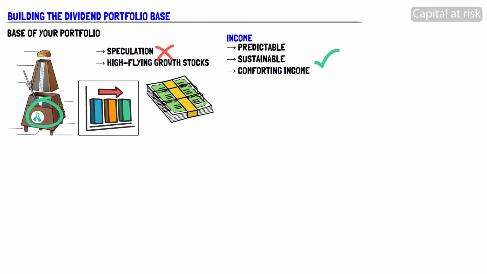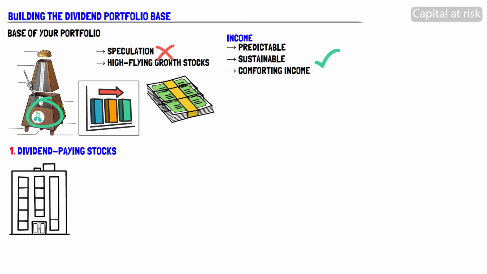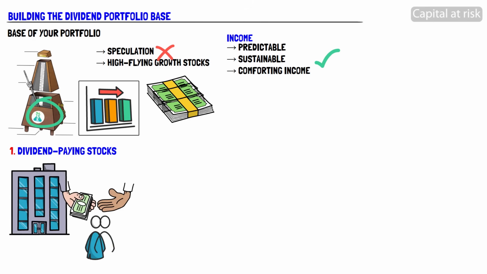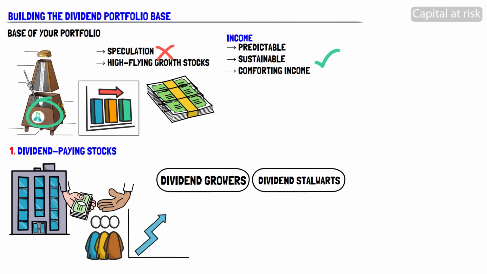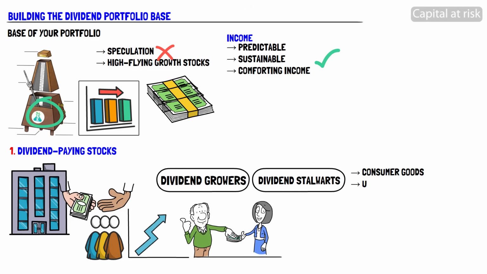A few categories of these include dividend-paying stocks. These are shares in companies, often well-established and profitable, that return a portion of their earnings to shareholders. Some companies have a long tradition of doing this consistently, even increasing the amount they pay year after year. These are sometimes categorized as dividend growers or dividend stalwarts because of their reliability and longevity in maintaining payments. These companies are typically in sectors like consumer goods, utilities, or healthcare, where demand remains steady regardless of the economic cycle.